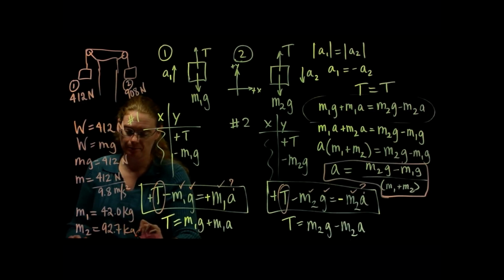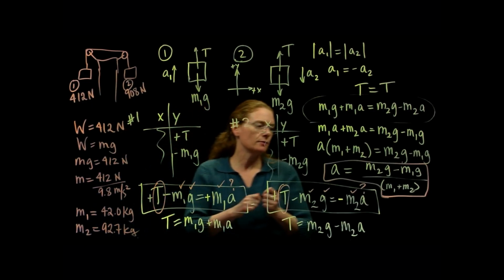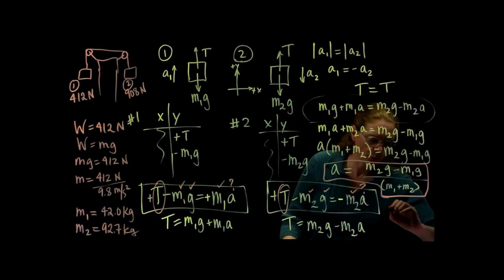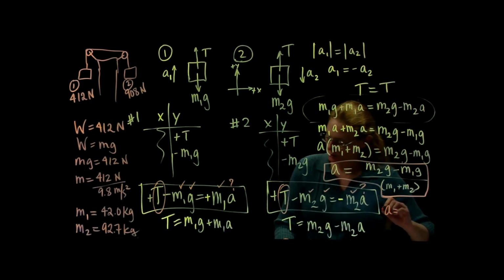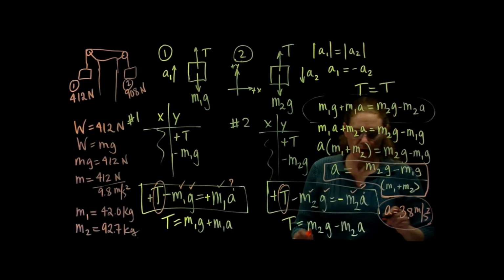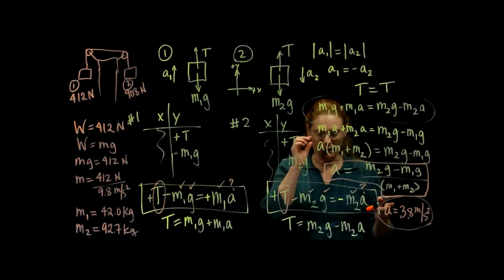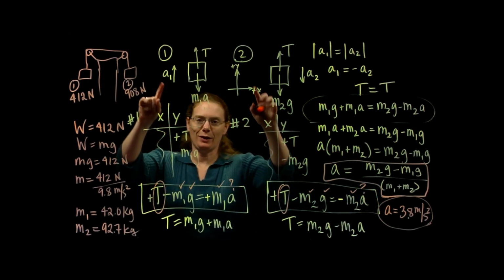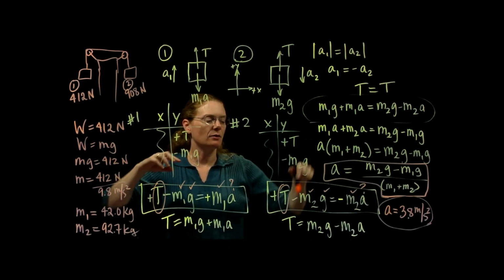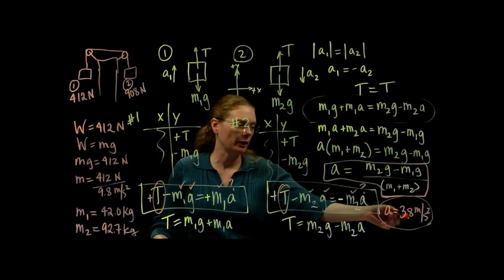92.7 kilograms. We have our masses, we have our gravity, we can solve for the acceleration. So if you do that, you get an acceleration of 3.8 meters per second squared. And I'm not putting a direction on that because the direction is different. This one's accelerating up, this one's accelerating down. So the value of the acceleration is 3.8.